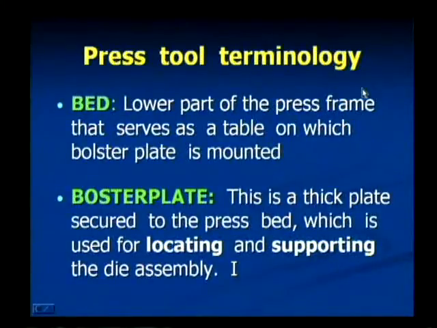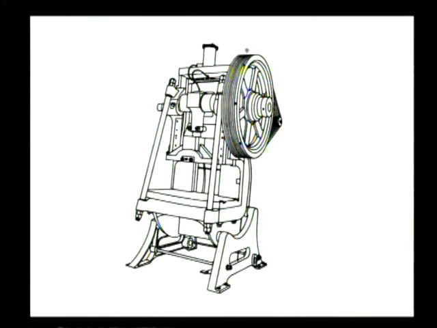Let us discuss the press tool terminology now. Bed. It is the lower part of the press frame that serves as a table on which the bolster plate is mounted. Next, bolster plate. This is a thick plate secured to the press bed which is used for locating and supporting the die assembly. In fact, it is the strongest plate, made of steel, on which the die set is located properly, and it also takes sufficient loads without any deformation. And this is an isometric view of an OBI press, and this also shows the same.